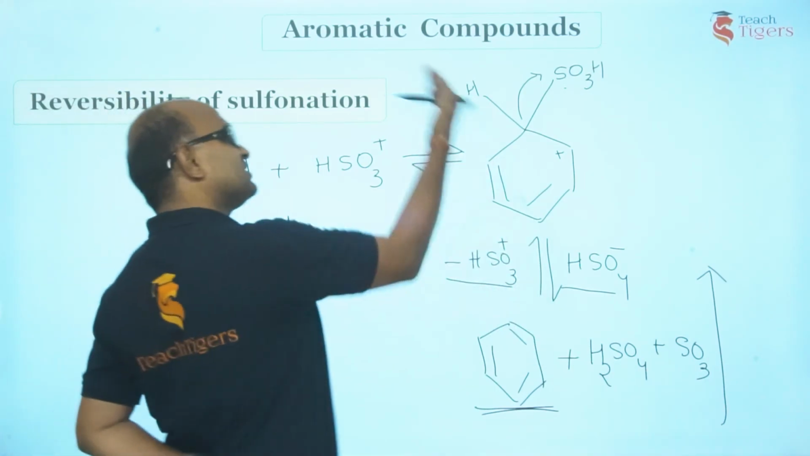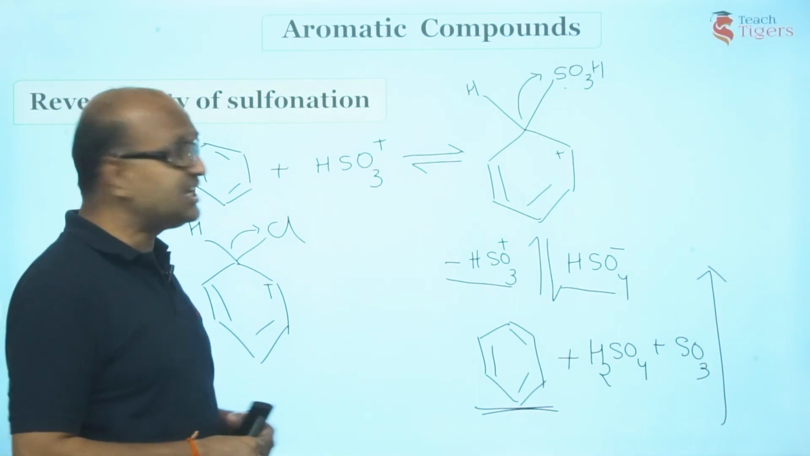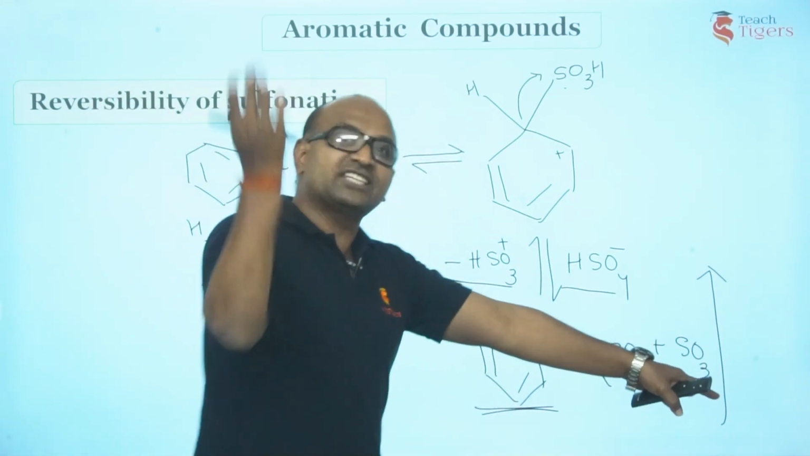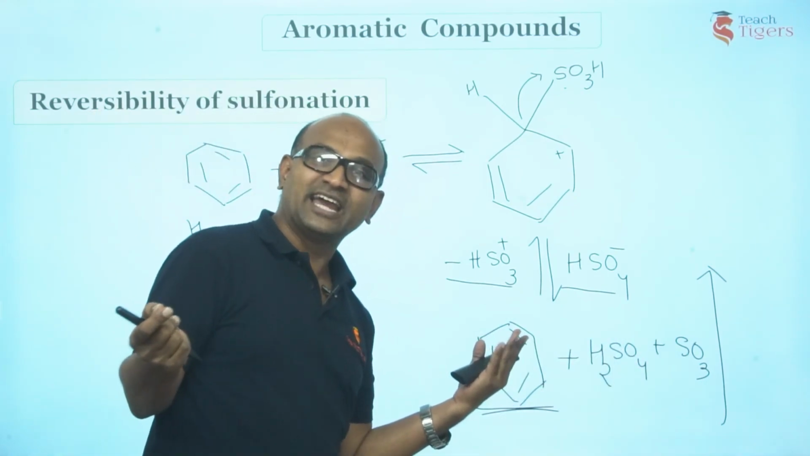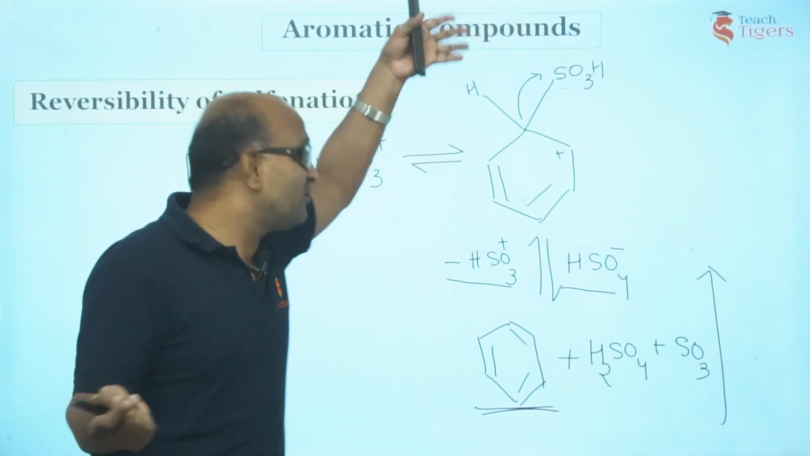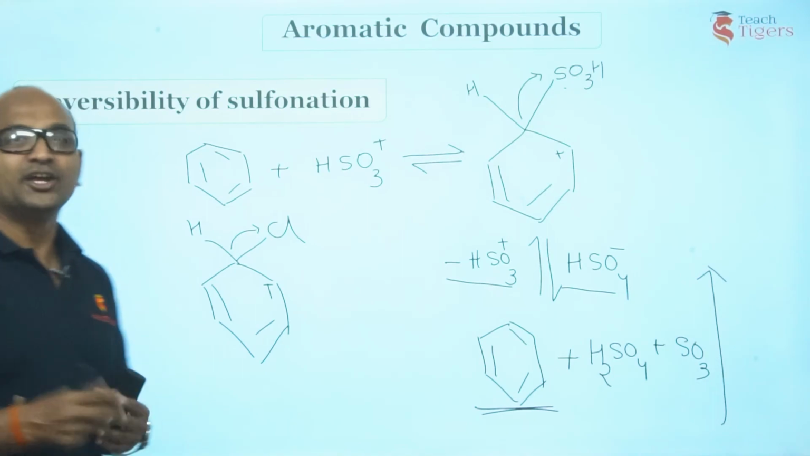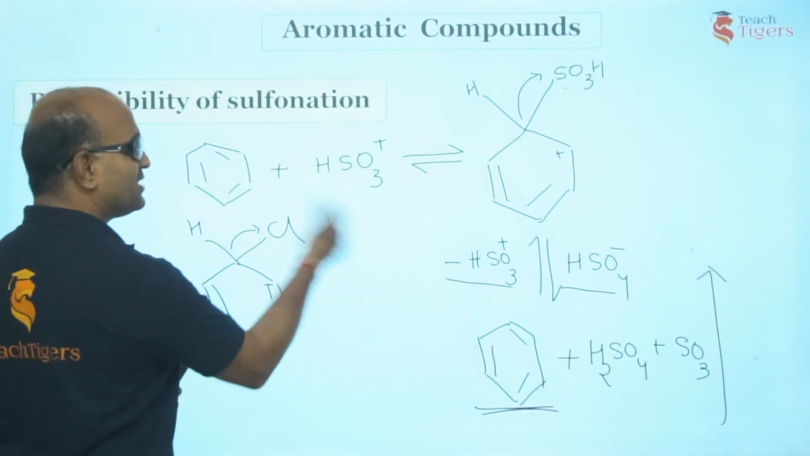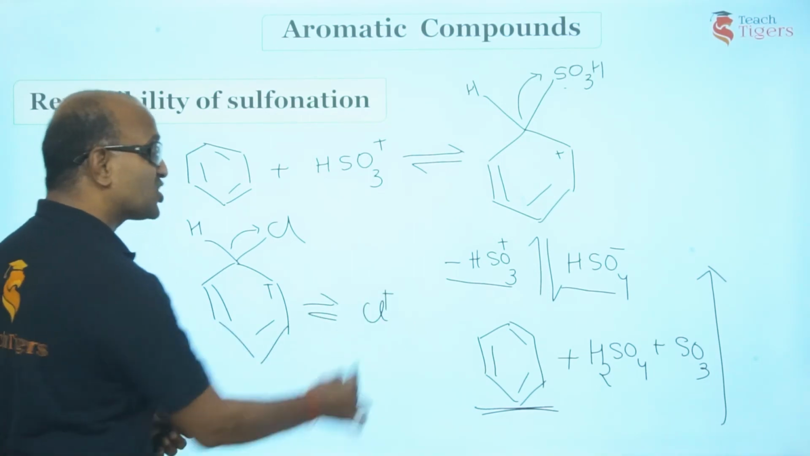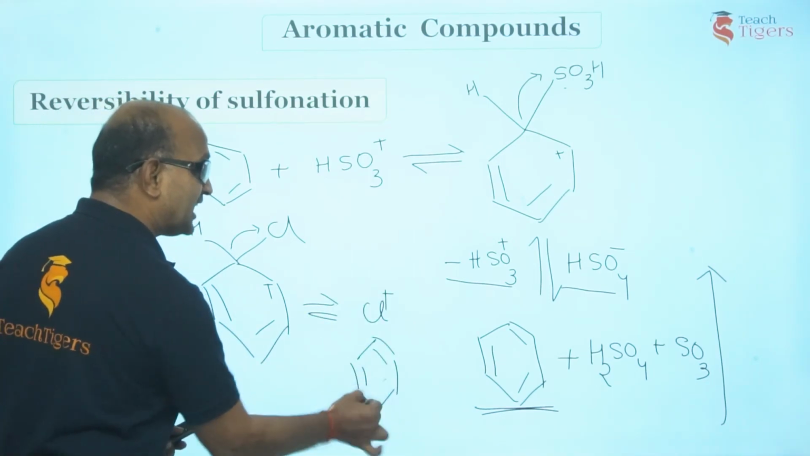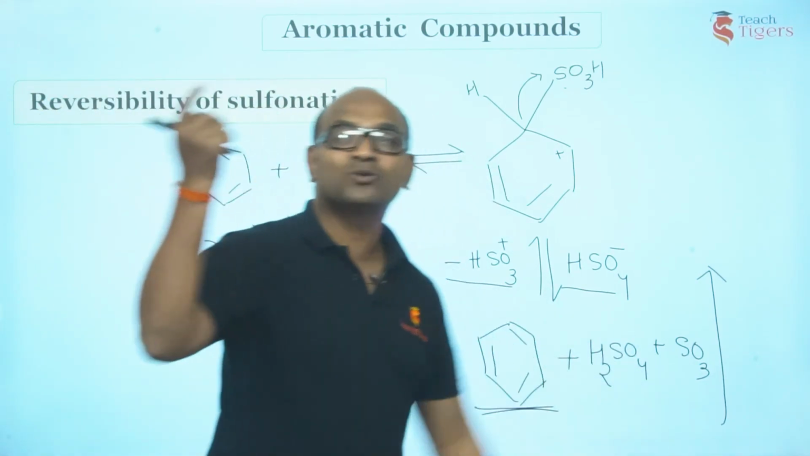Sir, why can't the reverse happen? The reverse can happen like in the other case. But the thing is, SO3 is a gas which is escaping out. So there is no backward reaction taking place. Instead, removal of product will favor the forward reaction. That is the thing that is happening. You can't say here, sir, Cl moves out as Cl plus. Yes, Cl plus will still be in the reaction mixture and it will again attack to give back this one. Here that is not the case. The SO3 will escape out.